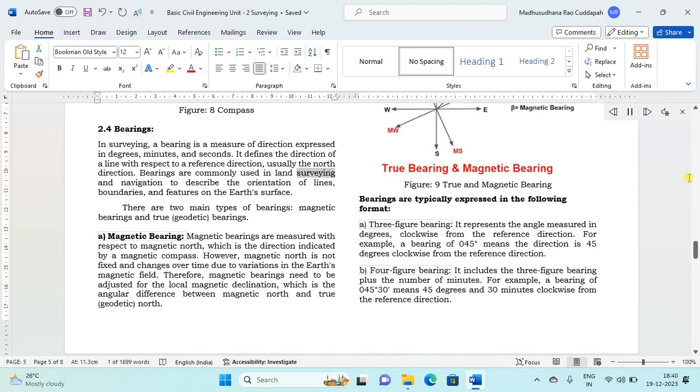Bearings are commonly used in land surveying and navigation to describe the orientation of lines, boundaries, and features on the Earth's surface. There are two main types of bearings: magnetic bearings and true, geodetic, bearings. A. Magnetic bearing. Magnetic bearings are measured with respect to magnetic north, which is the direction indicated by a magnetic compass. However, magnetic north is not fixed and changes over time due to variations in the Earth's magnetic field. Therefore, magnetic bearings need to be adjusted for the local magnetic declination, which is the angular difference between magnetic north and true, geodetic, north.